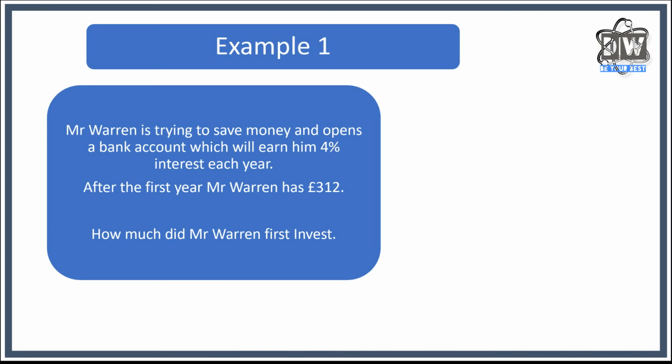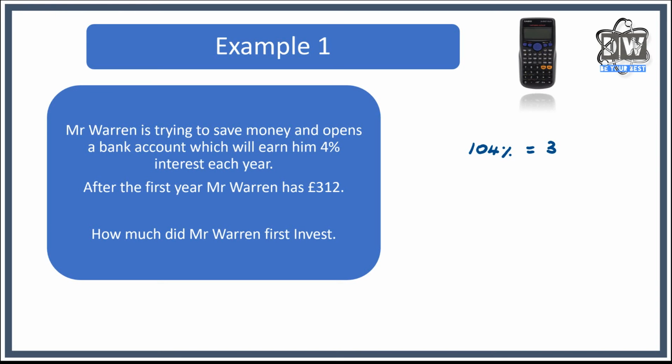I had a certain amount. That's what we're trying to find out. I had 100%, but I've got an additional 4%. So in reality, I've got 104%, and that equals 312. So let's write that down. We've got 104% equaling £312. Hopefully that makes sense to you, doesn't it?